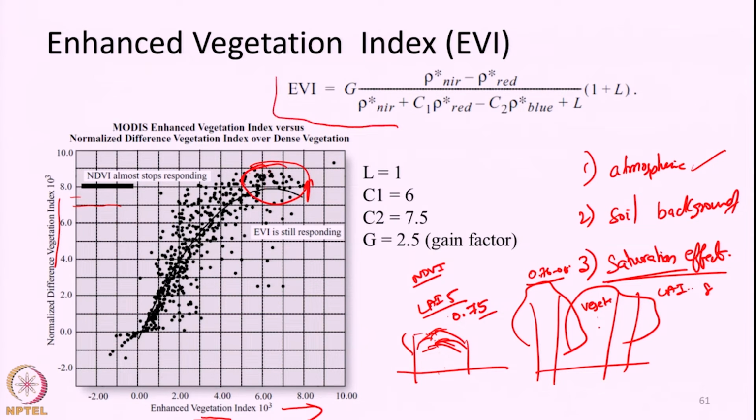The EVI has the L term very similar to SAVI. It uses reflectance in blue because the blue band is highly susceptible to atmospheric scattering, and using this blue term will help us to remove the path radiance effect, because blue will carry the signals of atmosphere scattering and everything. So, we are subtracting the reflectance from blue in order to remove the path radiance effect. Similarly, we have this gain factor G in order to improve the sensitivity of EVI for high vegetation.